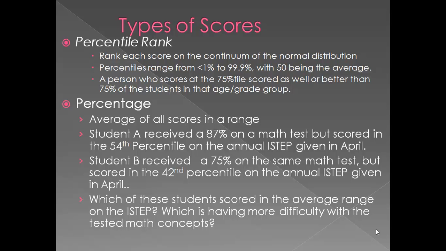Now, this is actually a trick question, because they both scored in the average range. Because the average range goes from the 37th percentile to the 67th percentile, generally speaking, give or take 1 percentile.